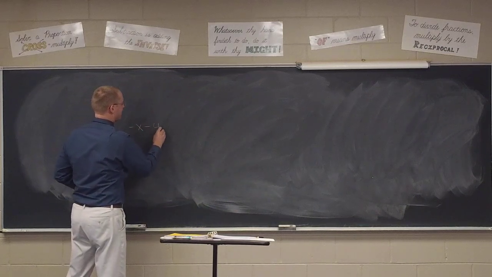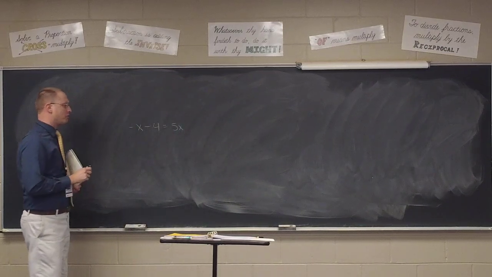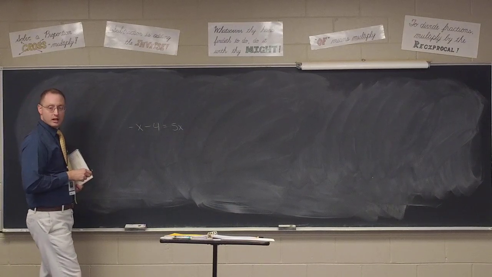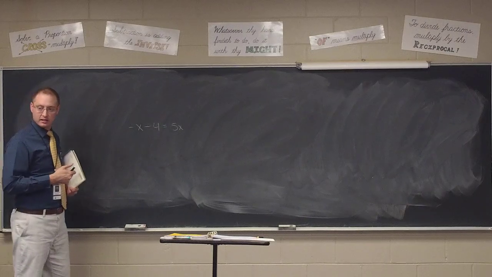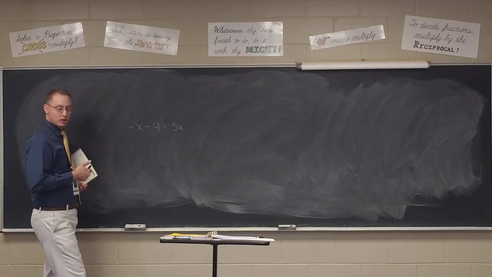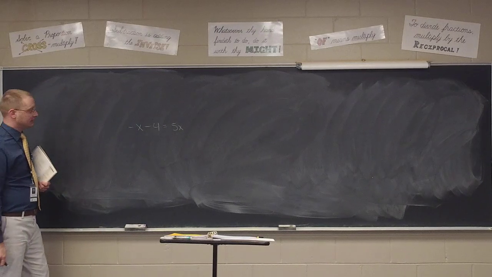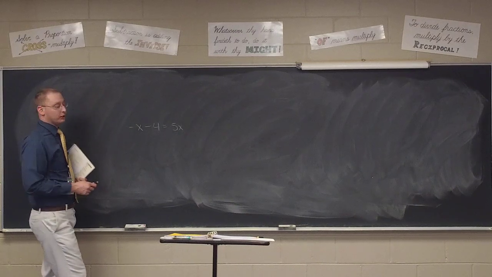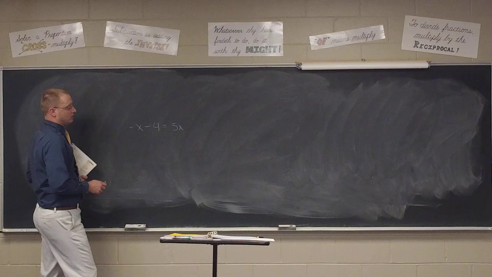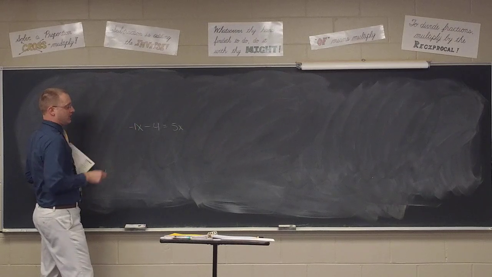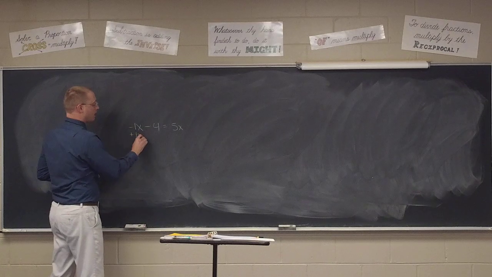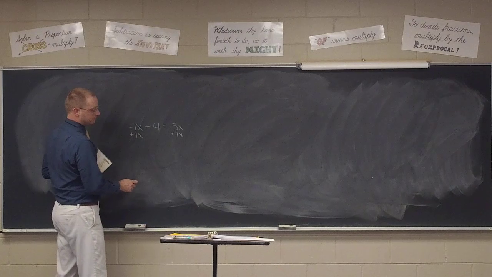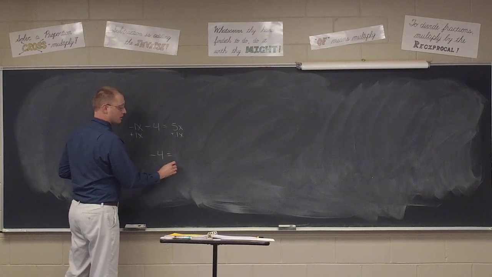We have negative x minus 4 is equal to 5x. Josh, what do we need to do first? I got an x on both sides. That's not okay. What should I do? You just subtract the little x. We'll get rid of the little x. Which one's the little one? The negative 1x. How do I get rid of negative 1x? Positive 1. And what I do to one side, I do to the other. So that's going to give me what? Negative 4 equals positive 6.